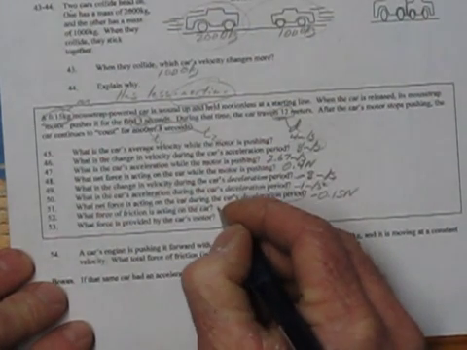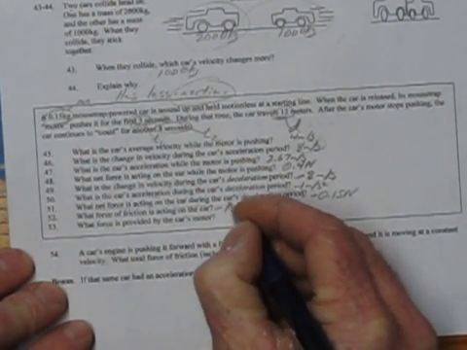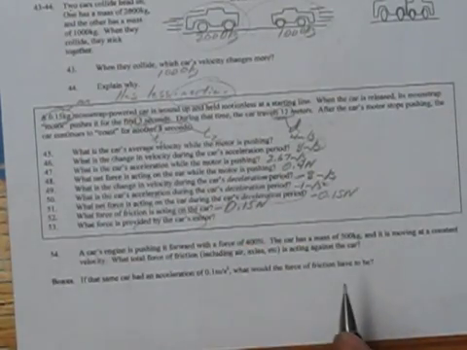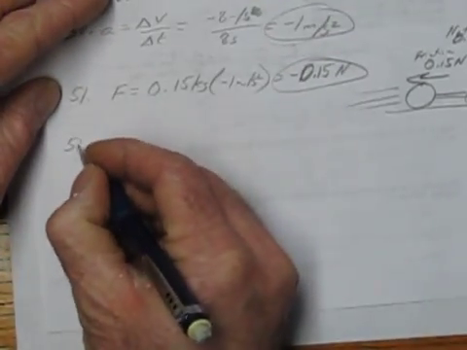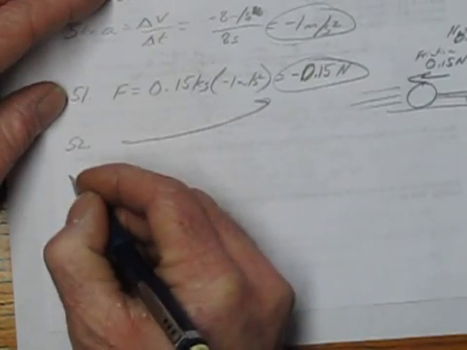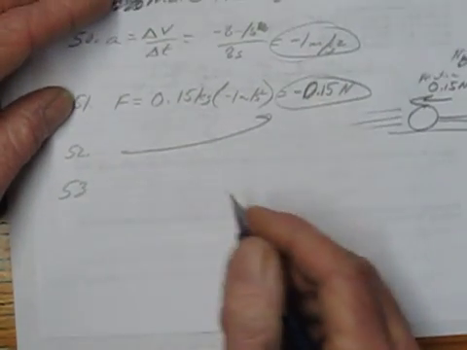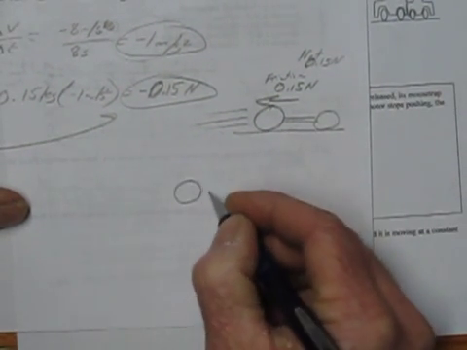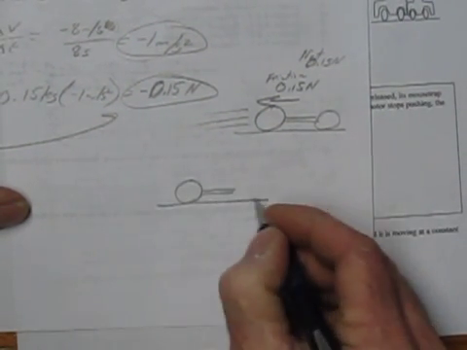52, going to be the same as 51. What force is provided by the car's motor? And now I need to do a more... 52. 53. So I'm going to draw a picture of the car when it was accelerating.